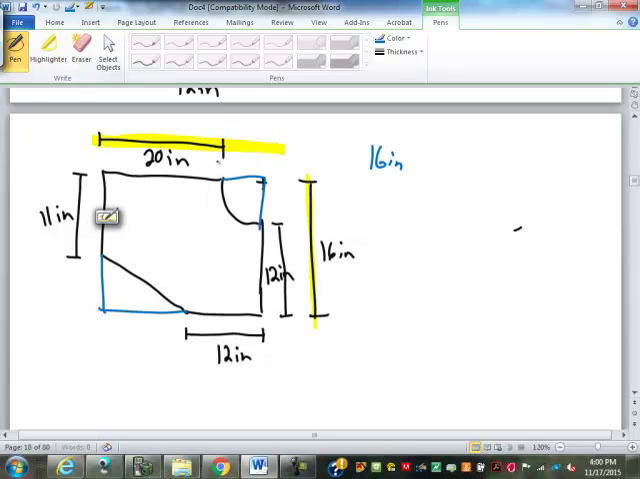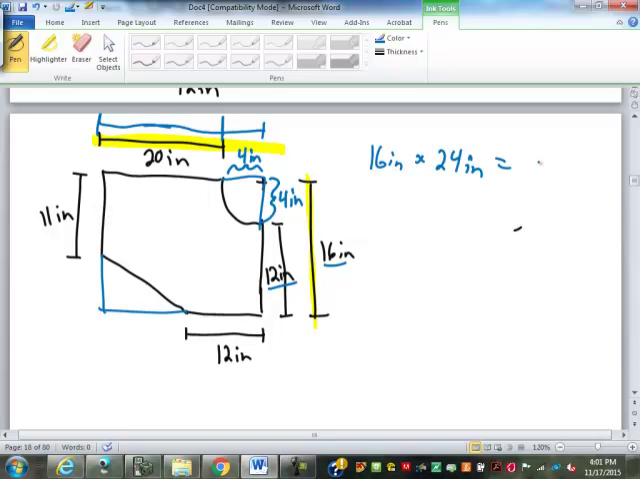Not 20. 20 ends right here. What's this piece have to be? I'll ask you an easier question. What's that piece have to be? 4. 16 minus 12, right? If this is a quarter circle, if this is 4 inches, this got to be 4 inches. The radius of a circle is the same no matter what direction you're going. So the overall length across here then has to be 24 inches.